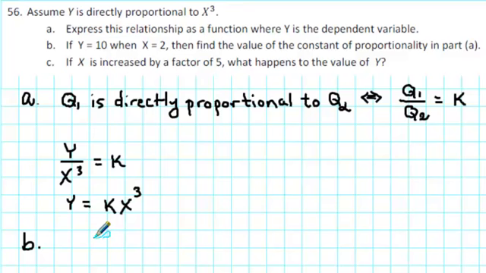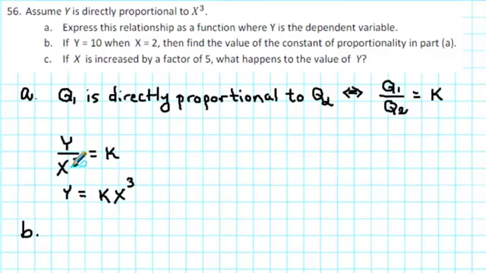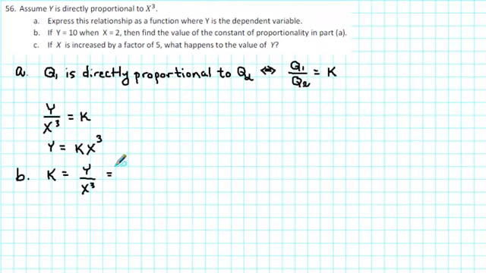In part B, if y is equal to 10 when x equals 2, then find the value of the constant of proportionality in part A. Well, the constant of proportionality is the value of k, and to find k we just take y and divide by x cubed. So we substitute 10 for y and 2 for x, and we get 10 over 2 cubed.